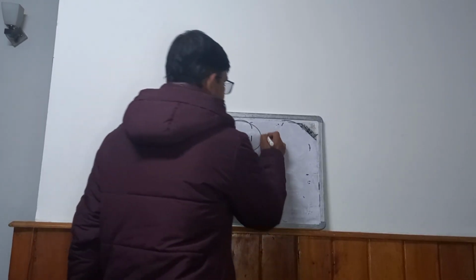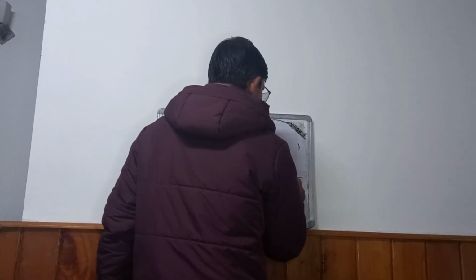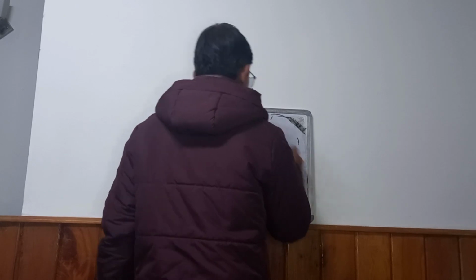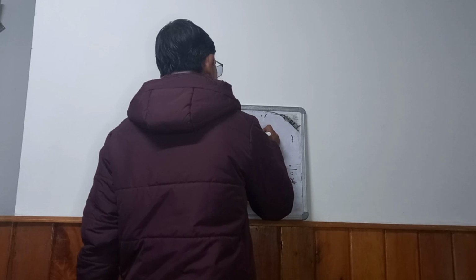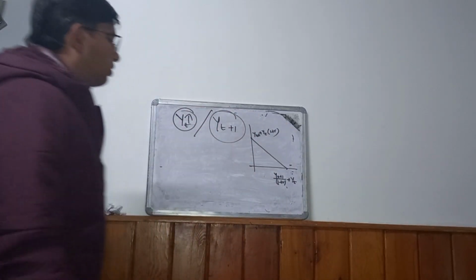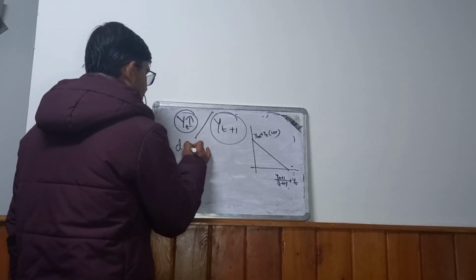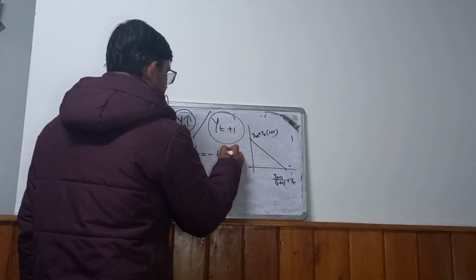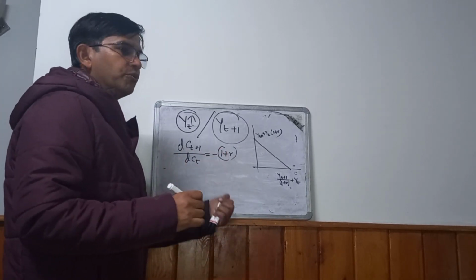So just see the budget line and the intercepts. The horizontal intercept is YT plus 1 divided by 1 plus R, plus YT. And the vertical intercept is YT plus 1 plus YT into 1 plus R. These are the horizontal and vertical intercepts. The first thing is that the slope is given by 1 plus R. So unless there is a change in R, the slope will not change.